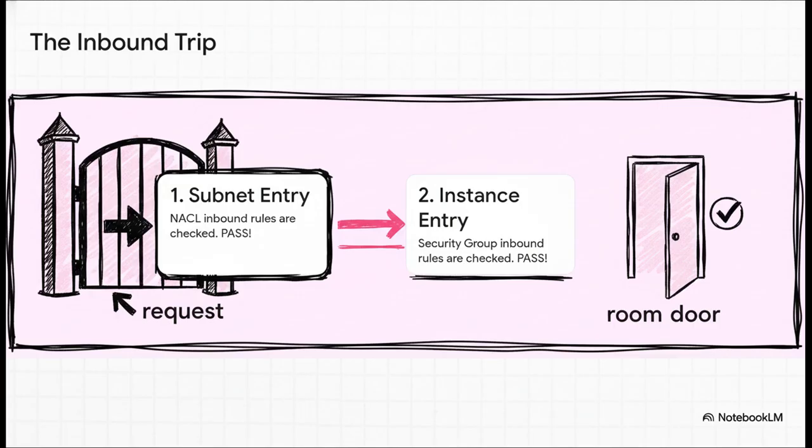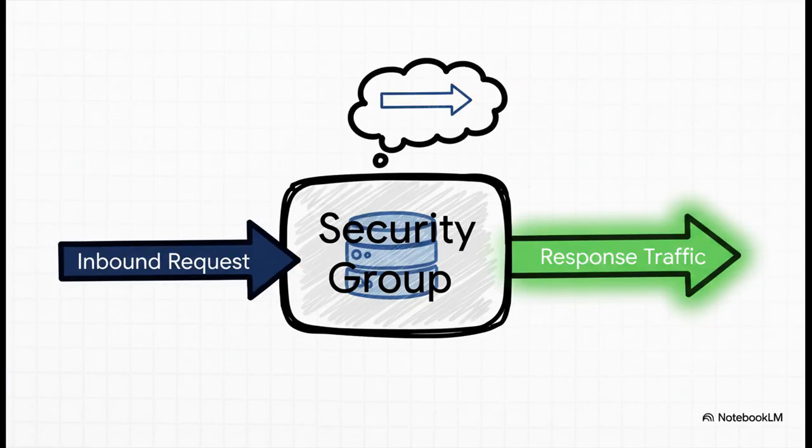Next stop, the instance itself. The security group checks its list. You're on my list. Come on in. Pass. We're in. The server can now process the request. Now for the trip back home. Our application has the data, and it's sending the response. Because the security group is stateful, this part is easy. It remembers that initial inbound request, so it just waves the response packet right on through. No need to even check the outbound rules for this specific conversation. It's a free pass out the door.